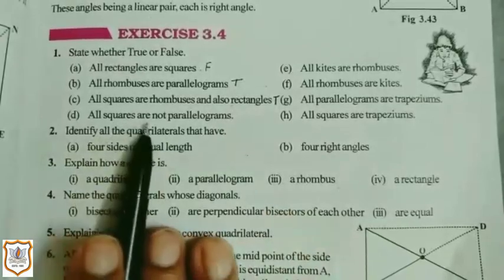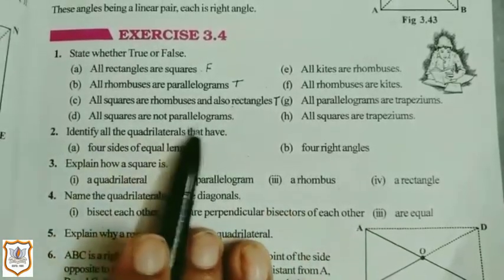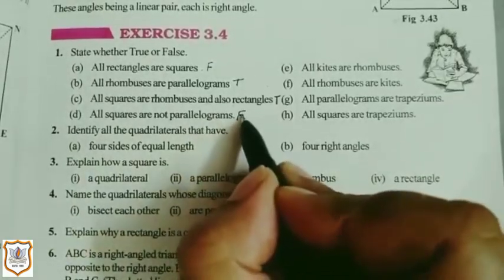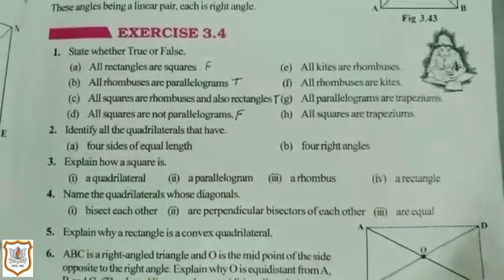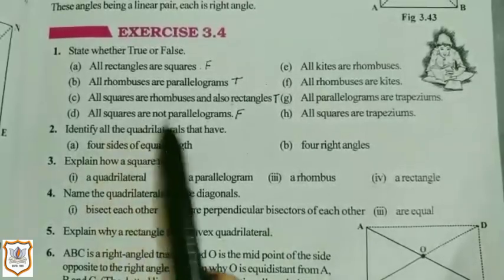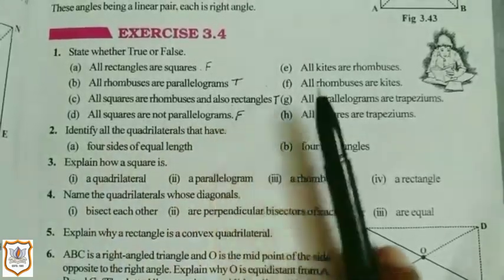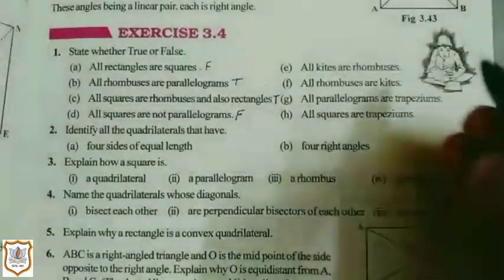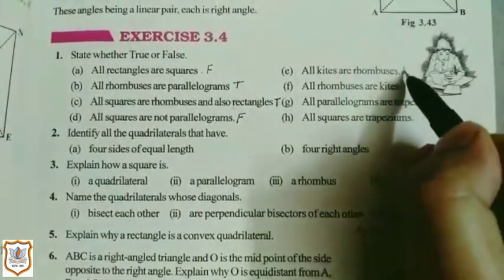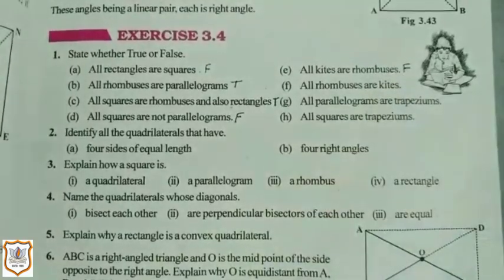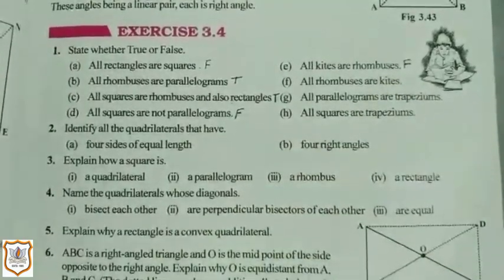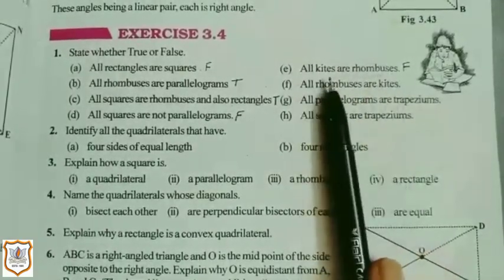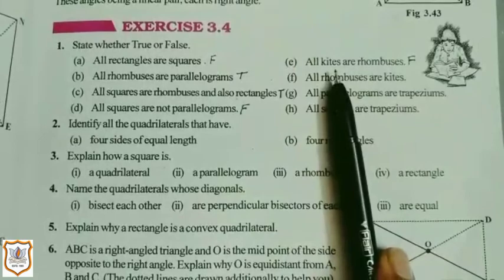So all squares are rhombuses and also rectangles. Next, all squares are not parallelograms. This is false, because all squares are parallelograms. Next, all kites are rhombuses. This is false, because in a rhombus all sides are equal, but in kites all sides are not equal.